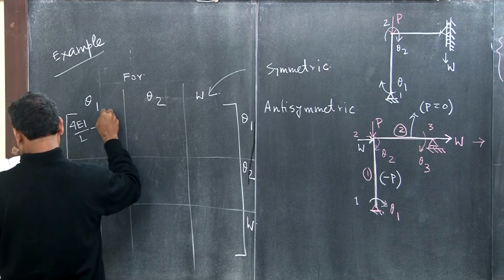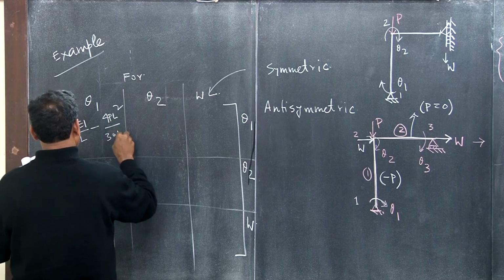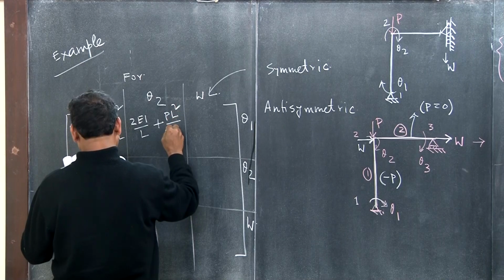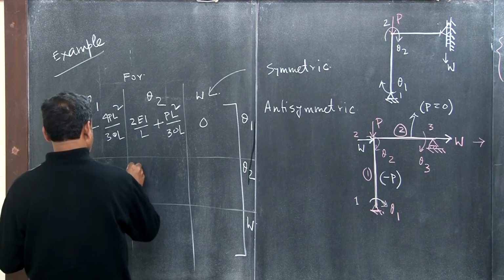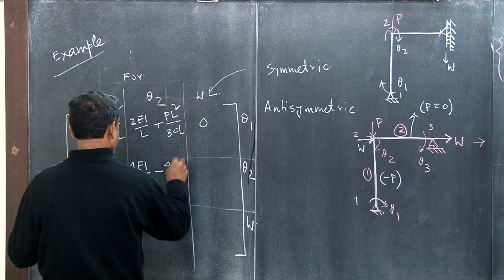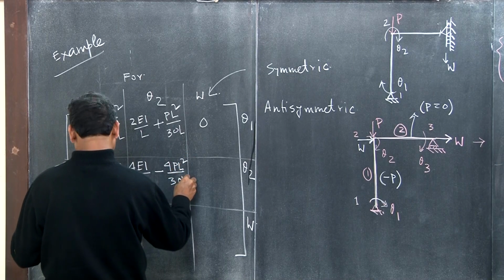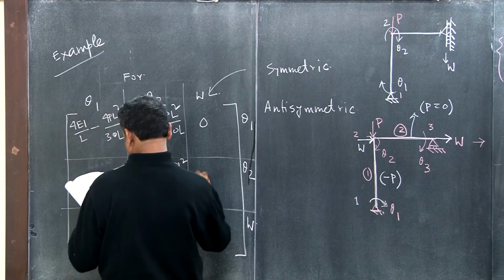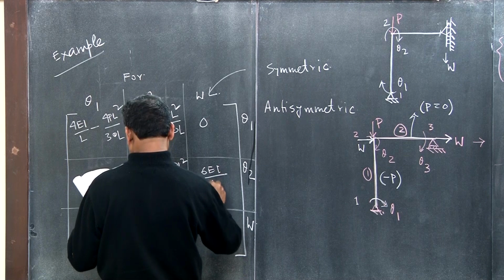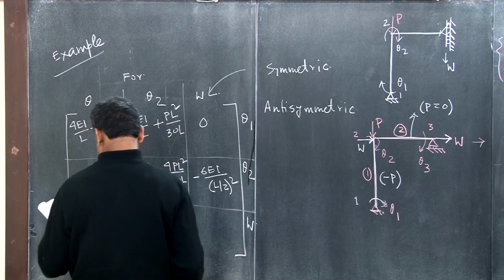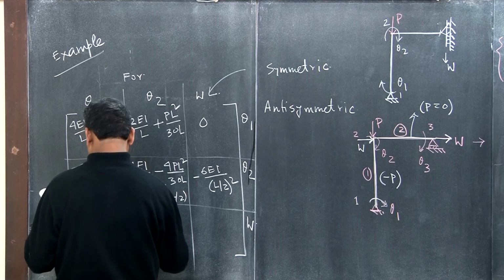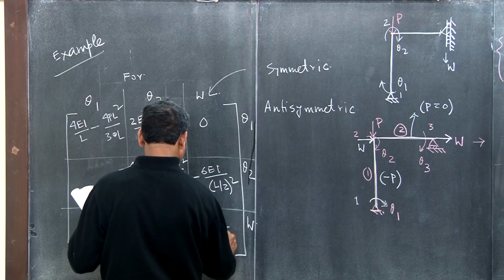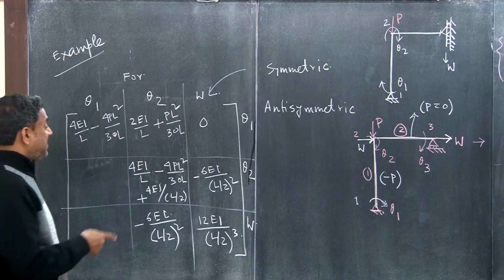4EI upon L minus 4PL square by 30L plus PL square plus 30L equal 0. Okay. You please check for this one also similarly.